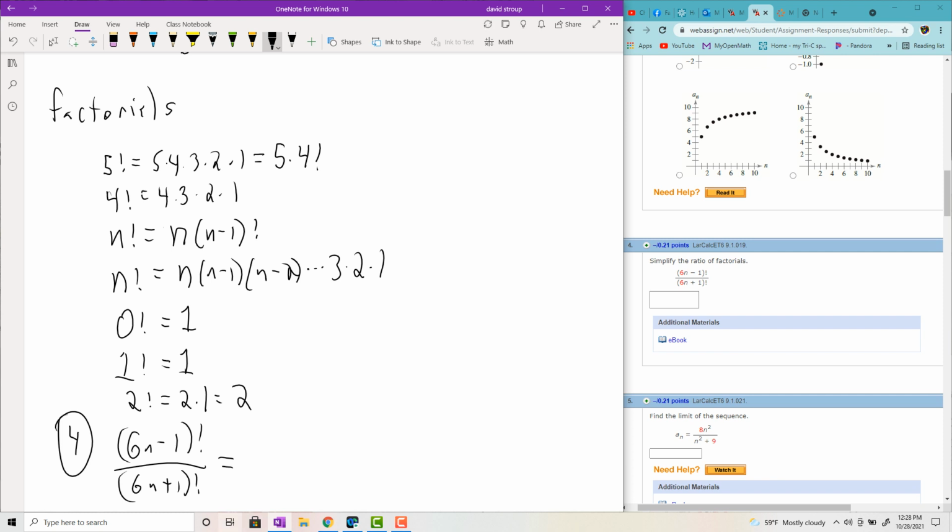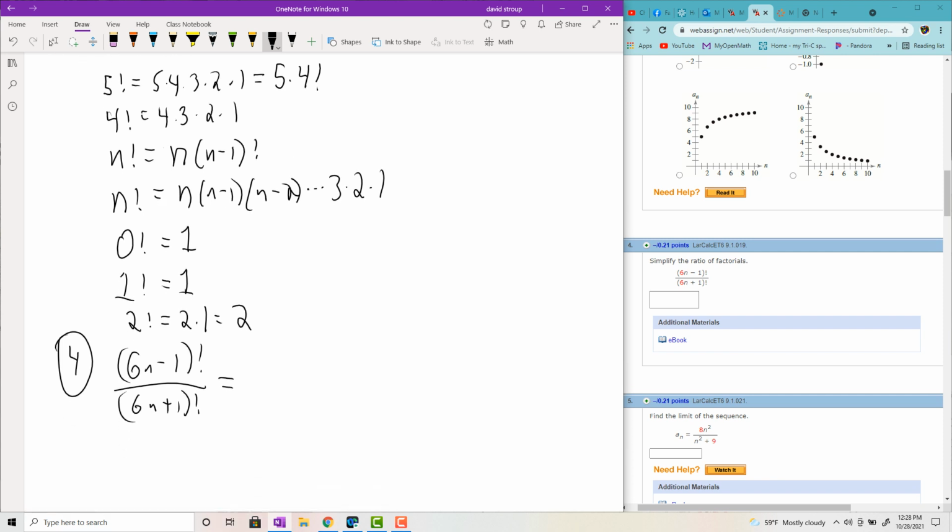To simplify this, we can expand it. You could use a recursive definition, which says that we have 6n minus 1 times the same thing minus 1. So the next term would be the same thing, 6n minus 1, but then minus another one. So it would end up being (6n minus 2) factorial, right? Downstairs, we have (6n plus 1) factorial. We could rewrite it with the recursive definition as times (6n plus 1 minus 1). So you just always subtract 1 whenever you go down 1. So you'd end up with 6n factorial.